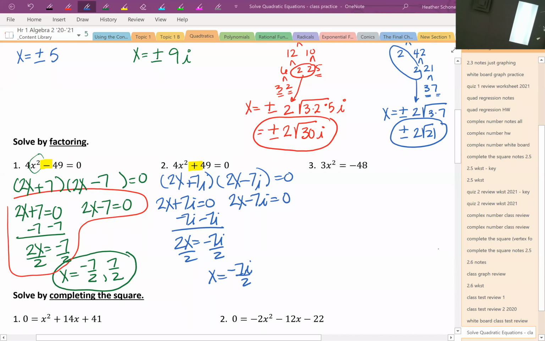Okay, so if that one is negative 7i over 2, this one is going to be positive 7i over 2. Look how similar these are. The only difference is the i. And again, if you don't need to show the work, you don't need to.